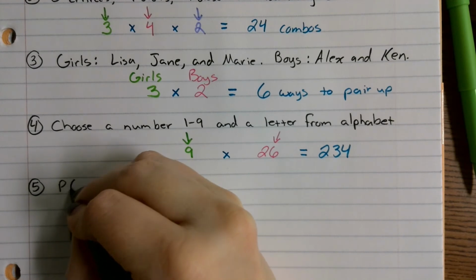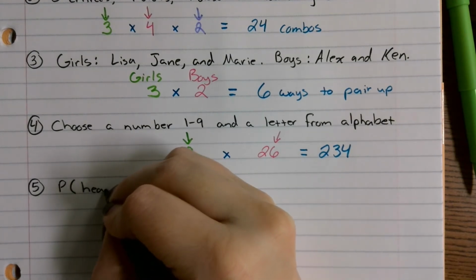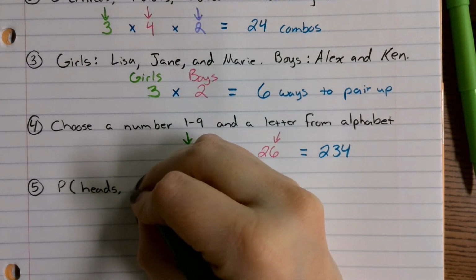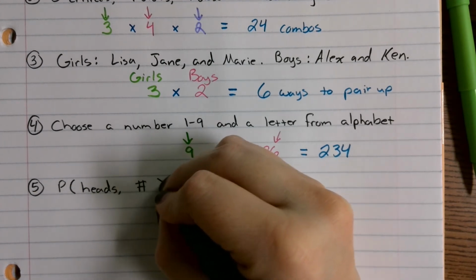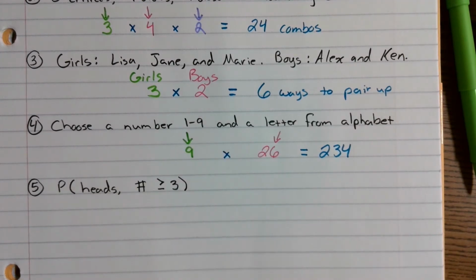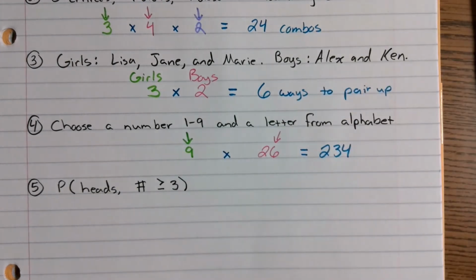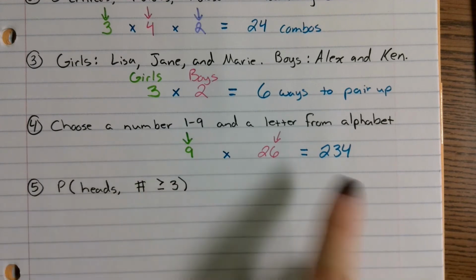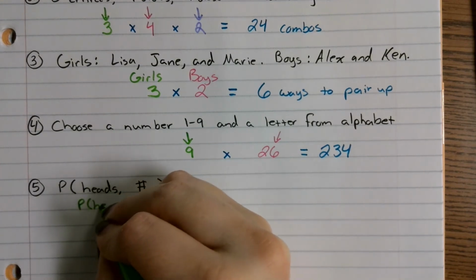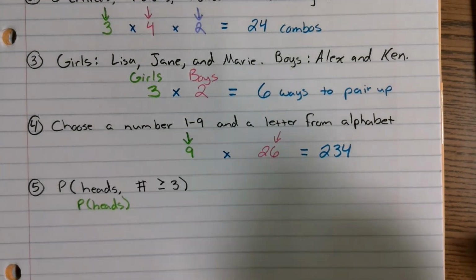So let's say that I want the probability of flipping the coin and landing on heads and rolling the die and getting a number that is greater than or equal to 3. I want to flip the coin and land on heads, and I want to roll the die and get a number that is greater than or equal to 3. All I'm going to do is split it up just like I did with the fundamental counting principle. I'm going to split the probabilities apart as if they were separate probabilities.